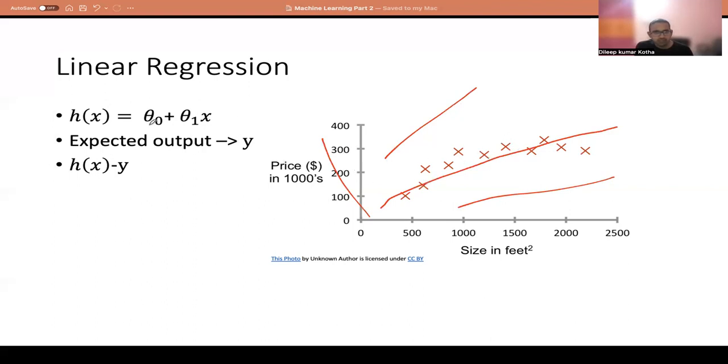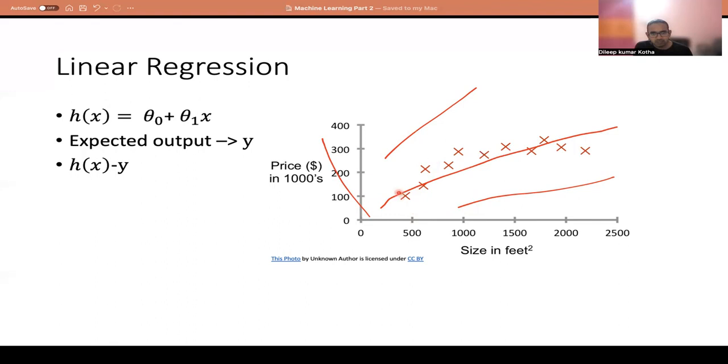And any straight line has the following equation: theta 0 plus theta 1 x, where theta 0 and theta 1 are the parameters which will determine whether a straight line will be like this, or like this. And the expected output is y. So for our given training data, wherever you see these x marks, this is our training data. We know the value of x and the value of y as well. So we know the expected output.